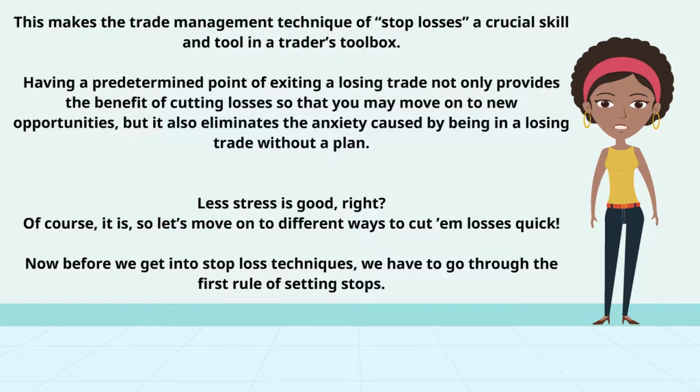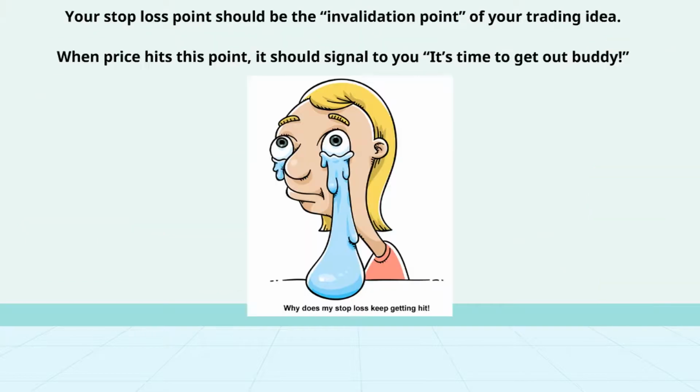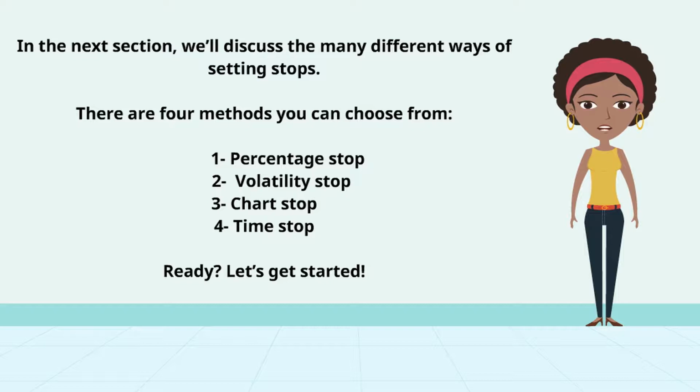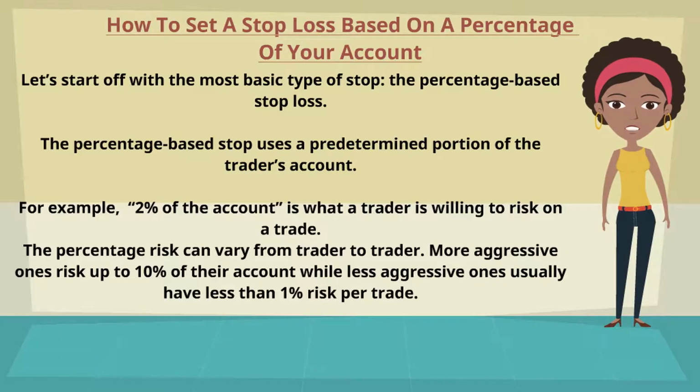Now before we get into stop loss techniques, we have to go through the first rule of setting stops. Your stop loss point should be the invalidation point of your trading idea. When price hits this point, it should signal to you it's time to get out, buddy. In the next section, we'll discuss the many different ways of setting stops. There are 4 methods you can choose from. First is percentage stop. Second is volatility stop. Third is chart stop. And fourth is time stop. Ready? Let's get started.